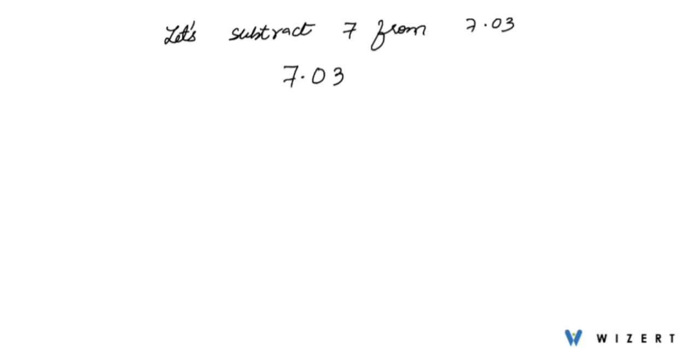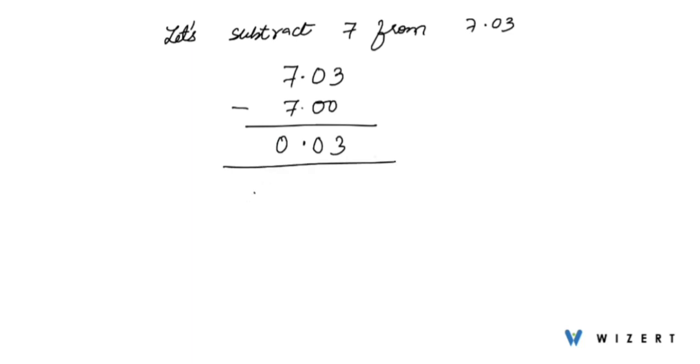Now we have to do subtraction. So let's subtract 7 from 7.03. 7.03 is greater, so keep it up, and 7.00. We can write 7 as 7.00. Now we can do simple subtraction. So 3 minus 0 will give 3, 0 minus 0 is 0, and 7 minus 7 is 0. So finally we can say that our answer is 0.03.